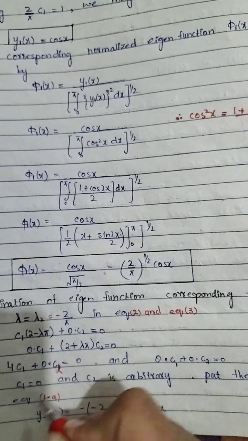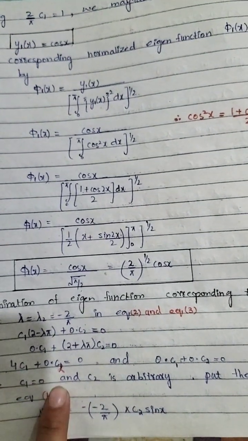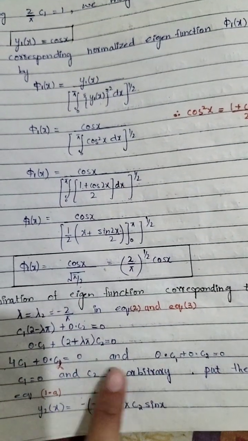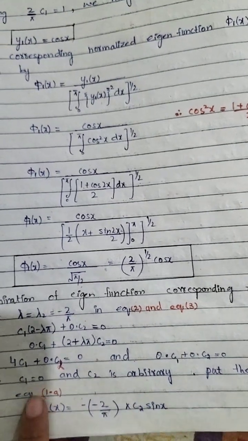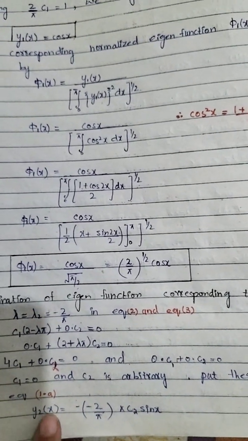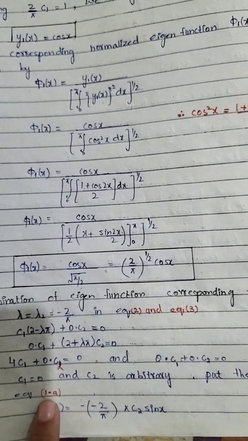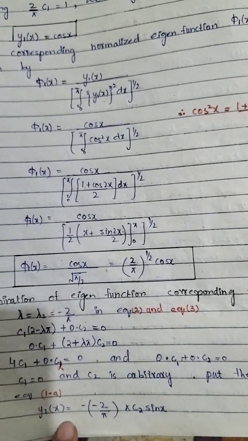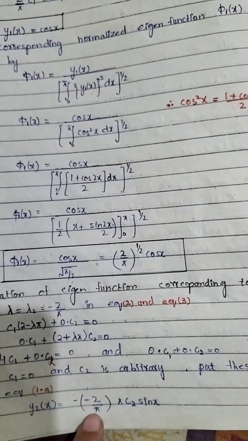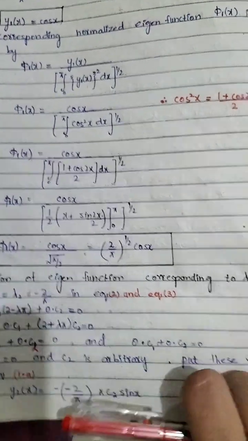C2 is 0 in both equations, C1 is 0, so we can take c2 arbitrary and c1 equal to 0. Then putting c1 and c2 in equation 1a, we get y2 of x, which is equal to minus 2 by pi multiplied by c2 sin x.